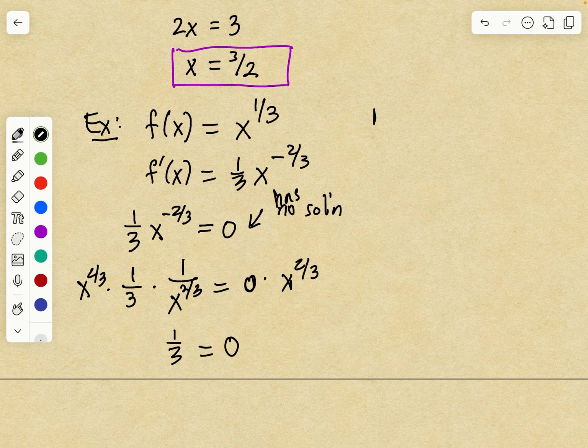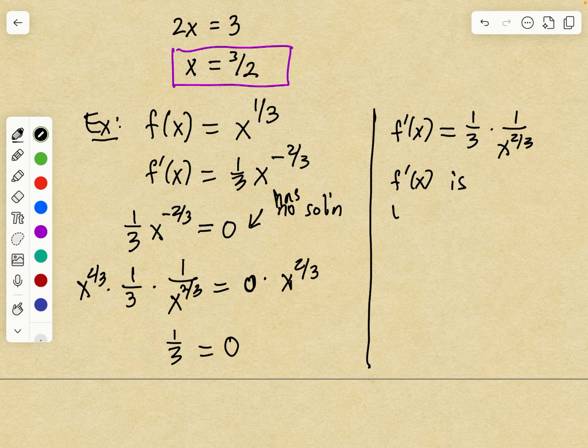So remember, f prime of x we can write as 1/3 times 1 over x to the 2/3. Can you see which value of x will make this undefined? 0. Because if x is 0, then you get 0 in the denominator. And the function is undefined when 0 is in the denominator. So f prime of x is undefined when x is 0.